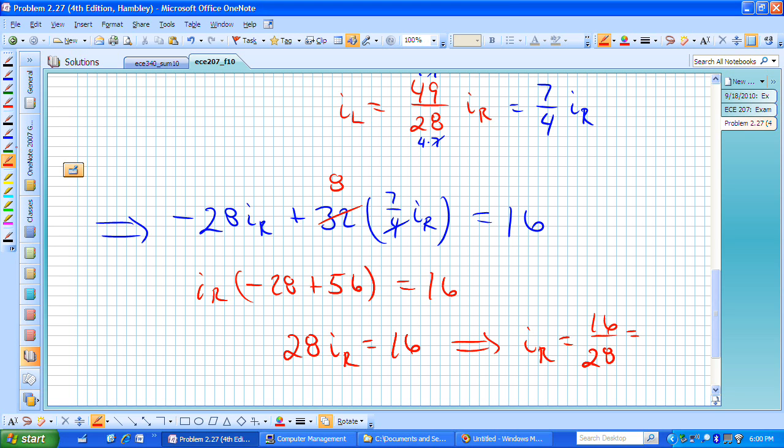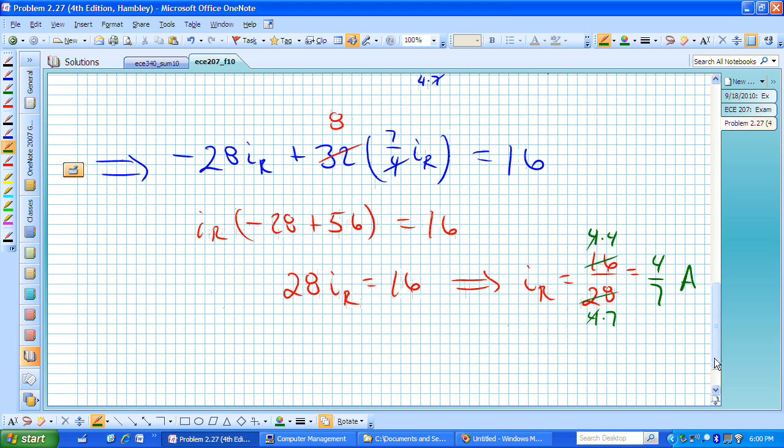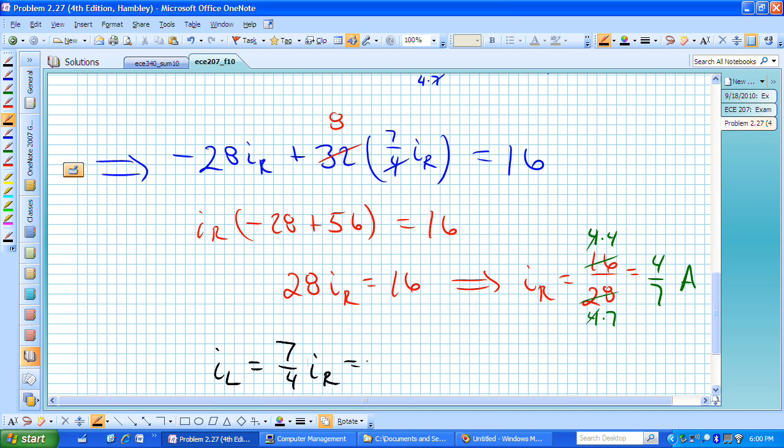I sub R is now equal to 16 over 28, which is 4 times 4 over 4 times 7. One of those 4's cancels, and I now have I sub R is 4/7 amps. I sub L, if we remember, was 7/4 I sub R, and I sub R is 4/7, so I sub L is now 1 amp.